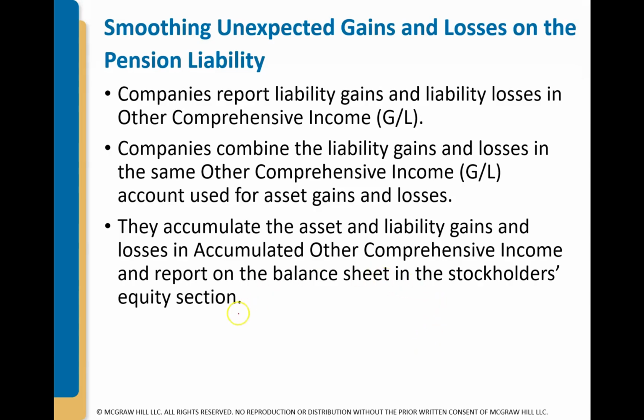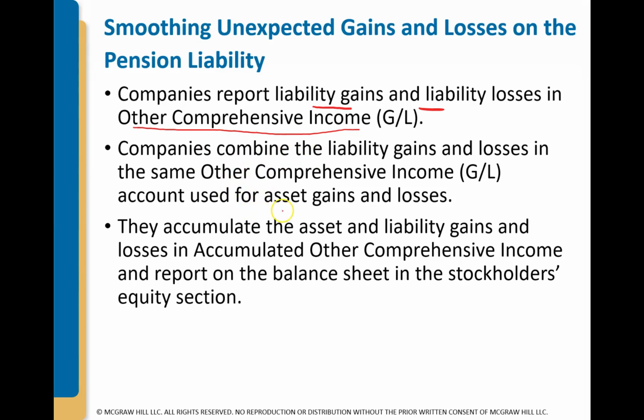So what happens is, rather than take that increase to the PBO as a pension expense, which can make your net earnings really fluctuate from period to period if the estimates change, then again, similar to the prior service cost, the companies will report the liability gains and liability losses in other comprehensive income. Okay, and they combine.